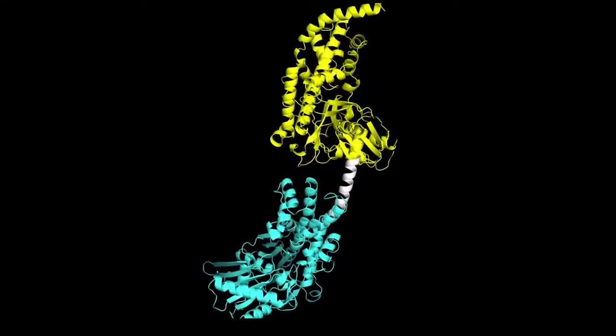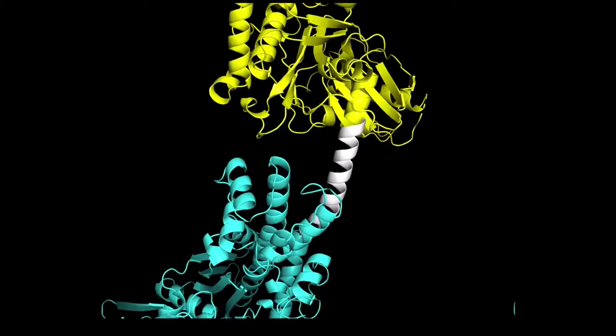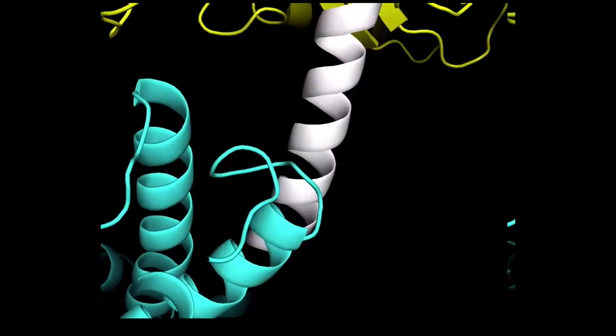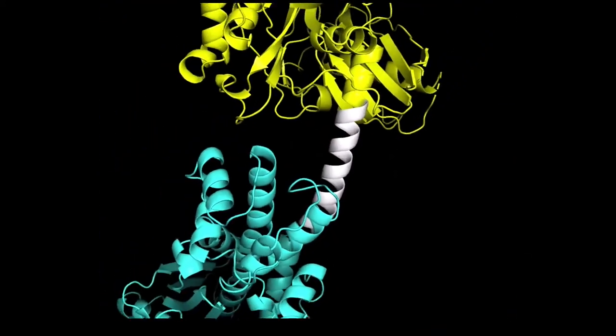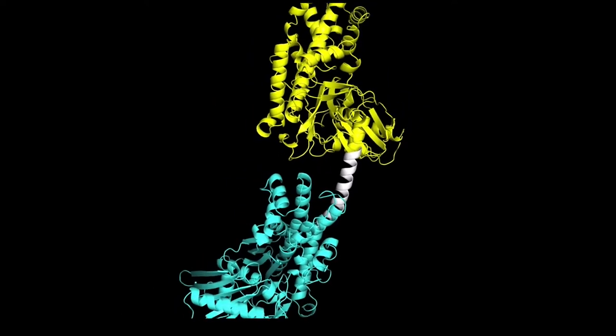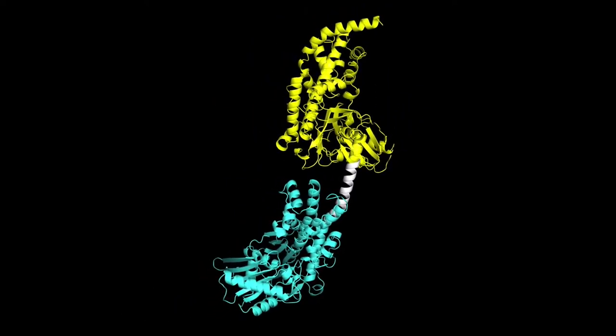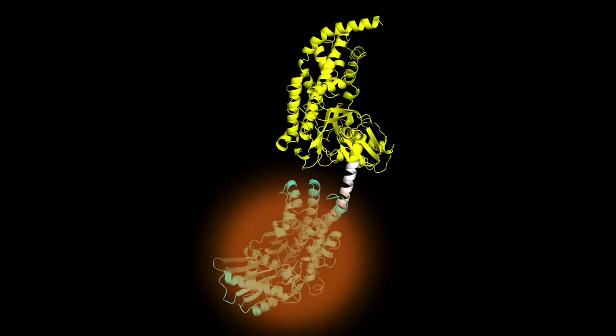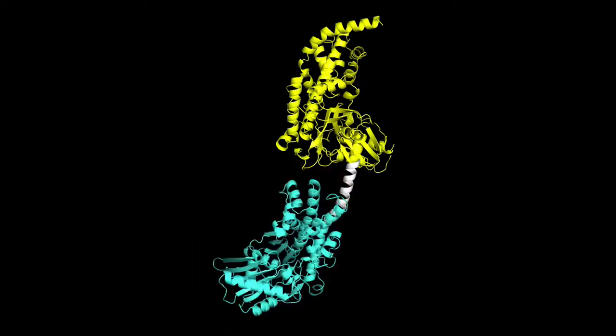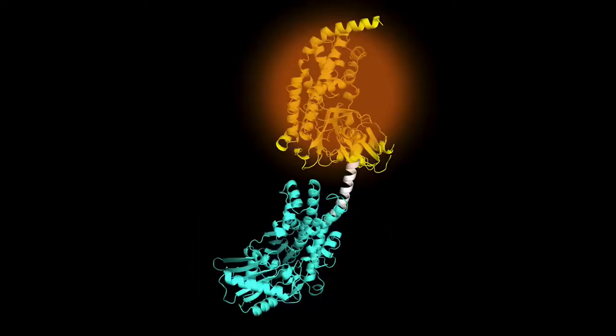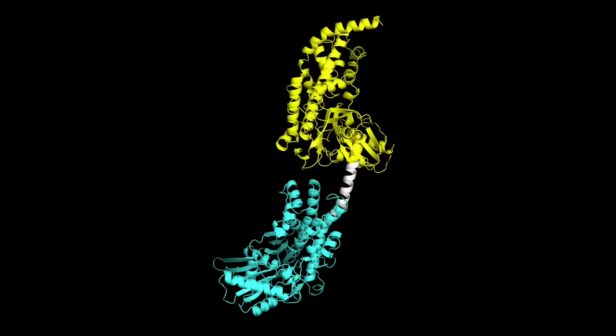The halves of the protein are linked covalently by this alpha helix. What's super neat about this enzyme is that only one half actually performs the reaction. The C-terminal unit, which I've colored cyan, performs catalysis, and the yellow N-terminal piece binds the product of the reaction, G6P.